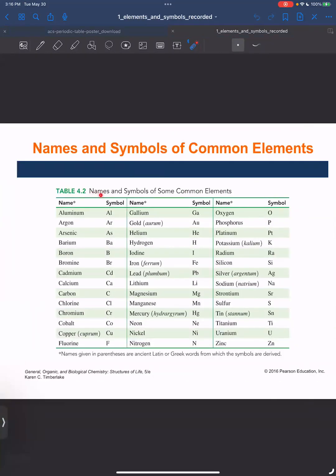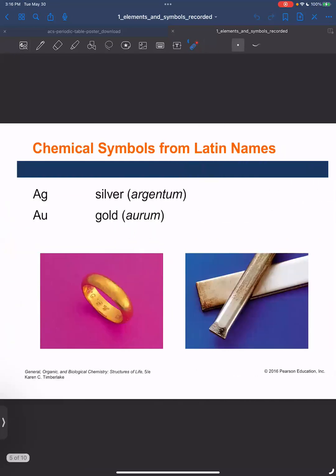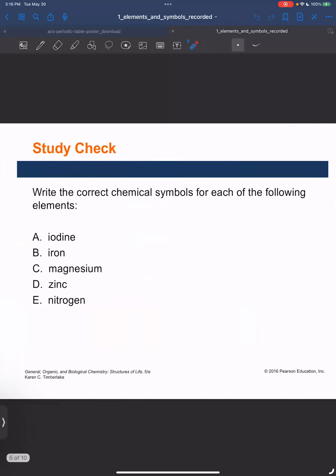So once again, this table shows us some names and symbols of some common elements that we're going to work with. By the end of this unit and the future units we work together, you'll become very familiar with many of these elements. But there are some elements where the names and symbols don't necessarily match. Some examples are silver, which is Ag, and gold, which is Au. So utilizing the ACS periodic table, pause this video and work on the study check, and then come back and check your answers with me.